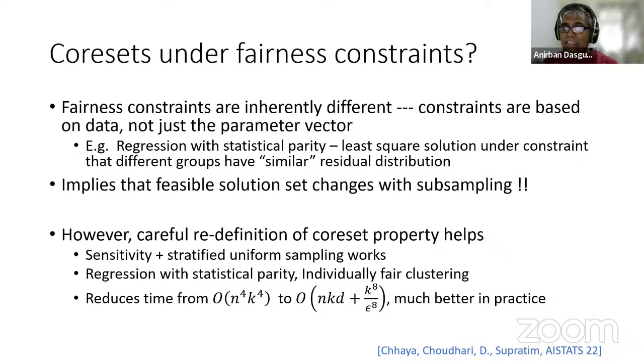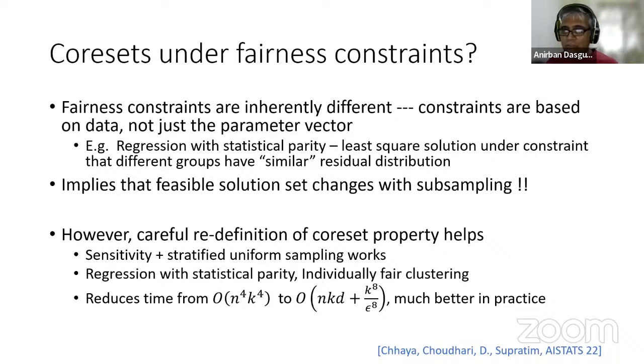And what it means is that the solution set also changes with the subsampling. Because if I create a coreset which has some male and some female, the feasible solutions ensuring that on this coreset the credit scores of the male and the female come from the same distribution differ from the feasible set in the full data. So building a coreset for fairness regularizers is a slightly different problem.